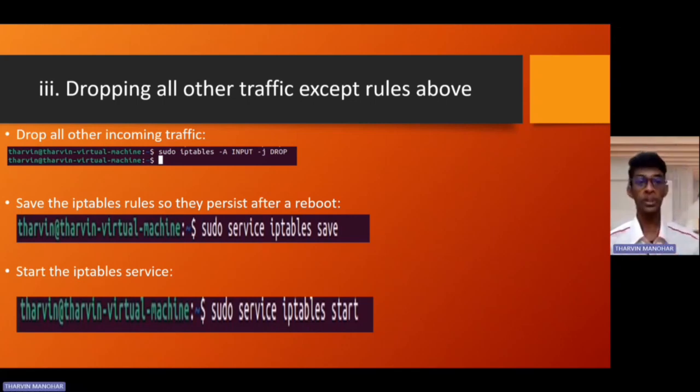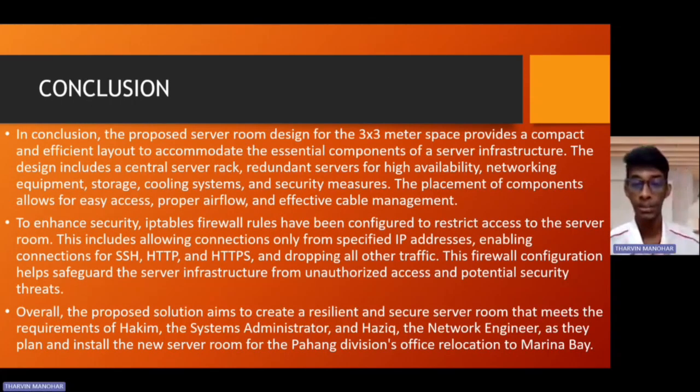So as a conclusion, the proper server room designed for the 3x3 meter space provided a compact and efficient layout to accommodate the essential components of the server infrastructure. The design includes a central server rack, redundant servers for high availability, networking equipment, storage, cooling system, and security measures. The placement of components allows for easy access, proper airflow, and effective cable management.